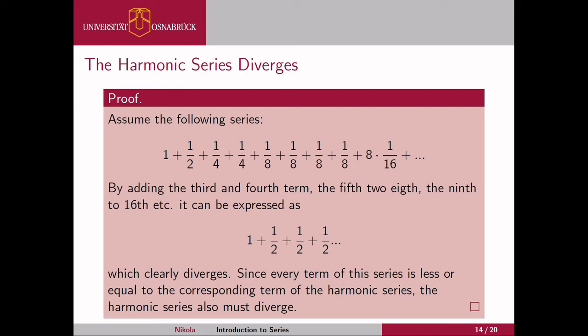And now, if we take the second term, and then the third and the fourth term, and then the fifth to eighth term, and so on, we always take terms with the same denominator. We can just add them together, right? So 1 over 4 plus 1 over 4 is a half, and then 4 times 1 over 8 is a half, and then 8 times 1 over 16 is a half, and then 16 times 1 over 32 is a half. So we can reduce this series to the series 1 plus a half and a half and a half and a half. And this is a trivially diverging series.